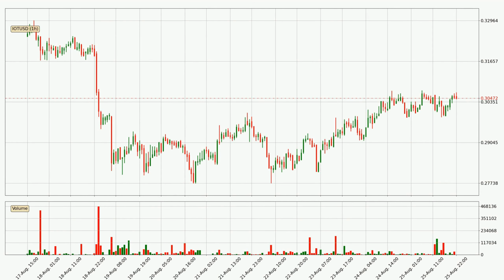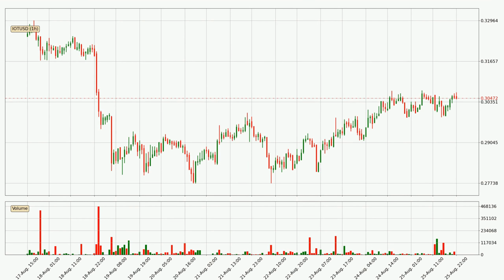In today's video you will find out how the price of IOTA has changed and what the technical indicators SMA, EMA, Divergence and Stochastic RSI are showing. If you are not familiar with the indicators, check out the explanation videos down below in the description.